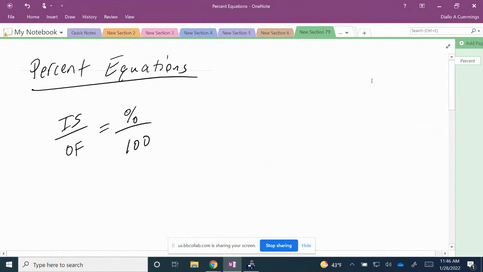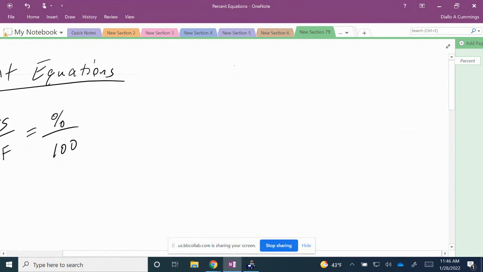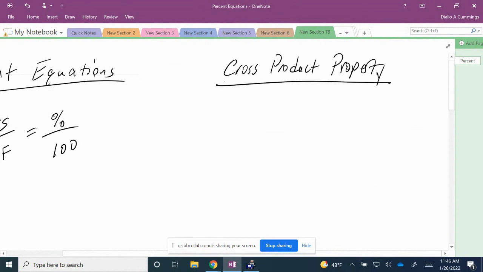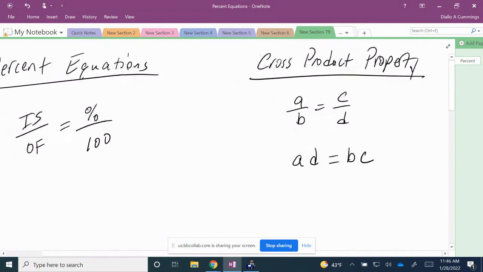In order to solve a proportion, however, you'll need something called the cross product property. The cross product property says that if you have two proportions that are set equal to each other, you can cross multiply. So here we have A divided by B is equal to C divided by D. The cross product property allows us to multiply A times D, and set that equal to B times C. So let's take a look at some examples.